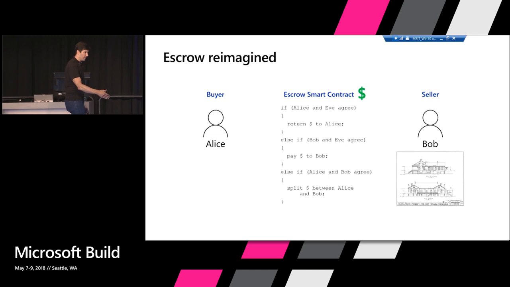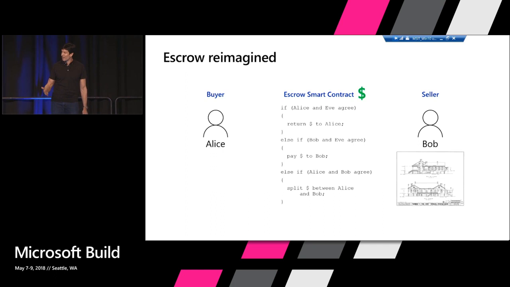And then Alice can choose to say, I agree or don't agree. She can sign a transaction that indicates her choice, and that kicks off the next step in the smart contract. If they don't agree, then we've got the escrow agent in the middle to resolve the dispute, and they'll either pick Alice or Bob, and the money will go one way or another. So that's just a very simple example of a business process that's encoded in a smart contract.